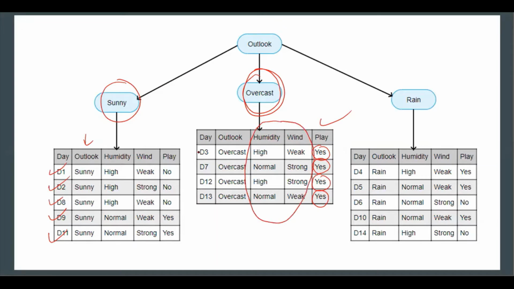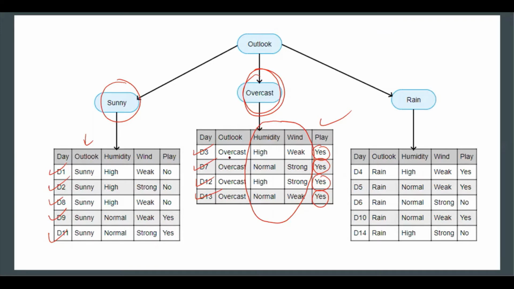If you have overcast on day 3, 7, 12 and 13, the final one, these are called features. This is called the target. The target is always yes. And in this case also we have yes and no. If it's raining, yes and no. Again, we'll collect these two.